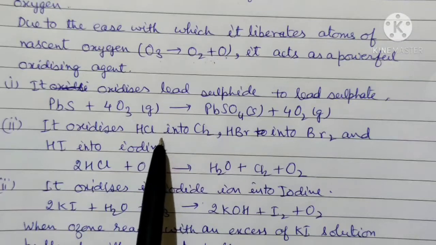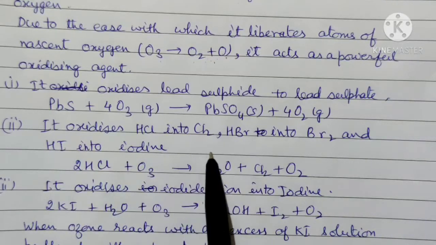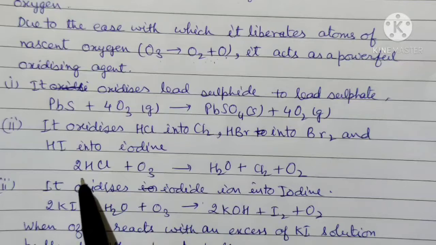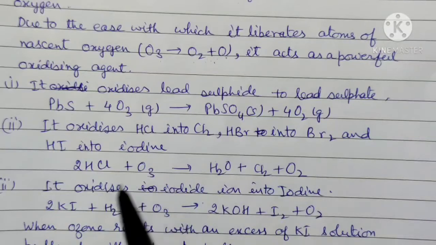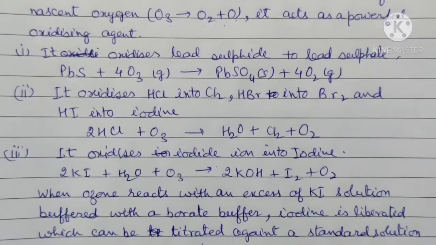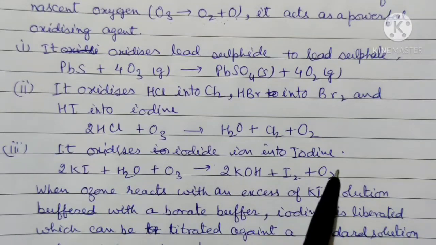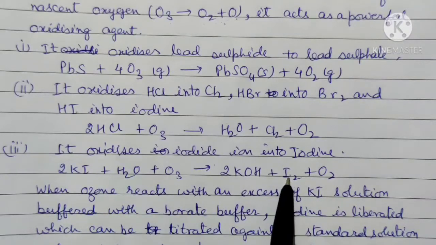Second, it oxidizes hydrochloric acid into chlorine, hydrobromic acid into bromine, and HI into iodine. One example is here, 2HCl plus O3 is converted into H2O plus Cl2 plus O2. So we can write with HBr also. The products will be H2O, Br2 plus oxygen. In this way we can write the reaction for all the acids. Now the third point, it oxidizes iodide into iodine. When it reacts with potassium iodide, the iodide ion present in KI will be oxidized into iodine. And this iodine will be violet in color, so we can identify it.